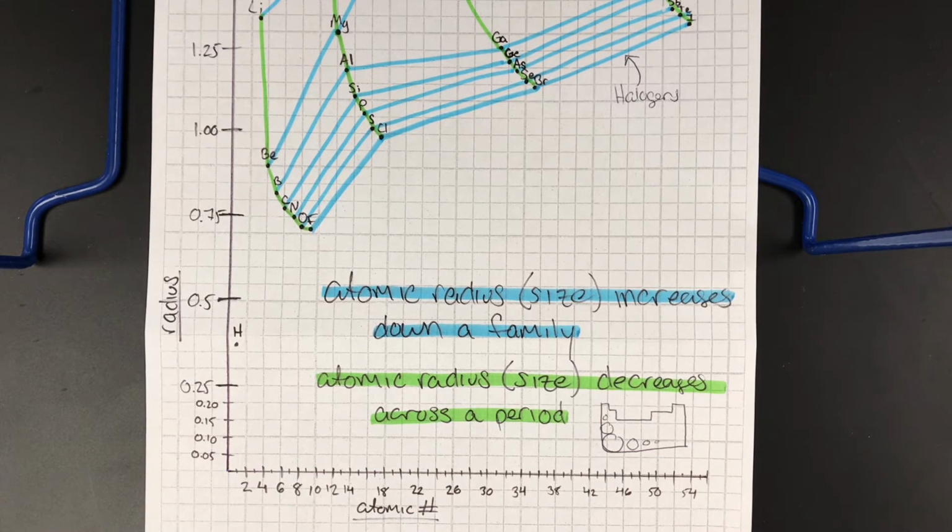Why do you think that these trends happen? Because why? Because it feels like it. Let's talk about a family first, because I think that one's a little bit easier to understand.